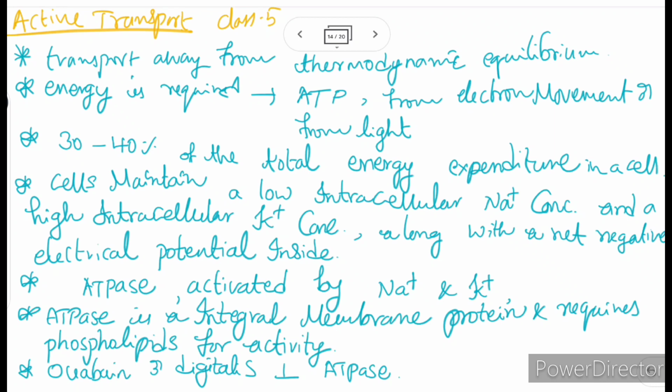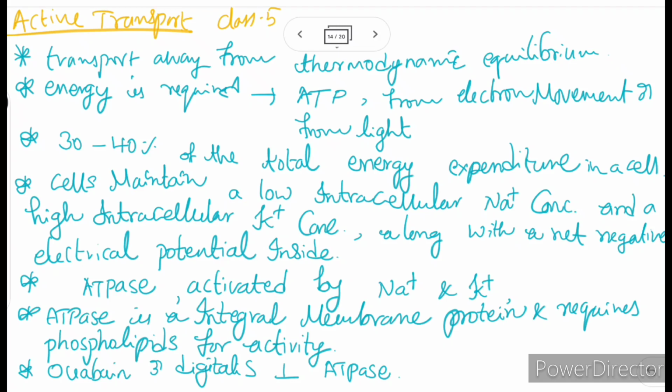The maintenance of the electrochemical gradient in biological systems is very important, consuming almost 30 to 40% of the total energy expended in cells. So the cell utilizes 30 to 40% of its energy to maintain the biological system through the electrochemical gradient.